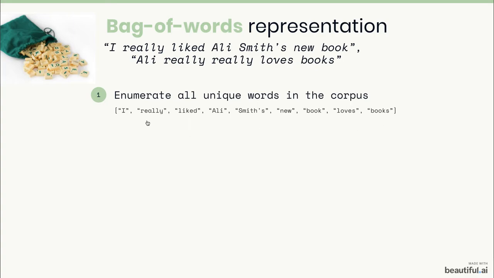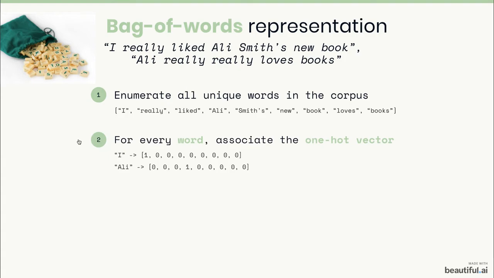We enumerate all the unique words in the corpus. This collection of unique words is also called the vocabulary because it corresponds to the vocabulary that our model will know about. We have I really liked Ali Smith's new book, and then the extra words that were not included in the first document but are included in the second are loves and books, because Ali and really already occurred in the first one. So we now have our vocabulary.